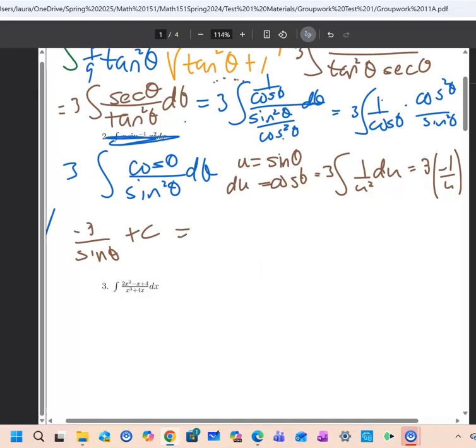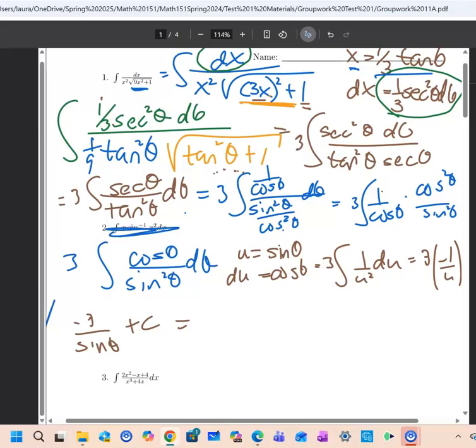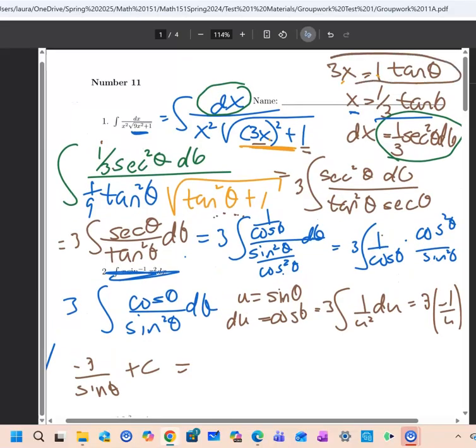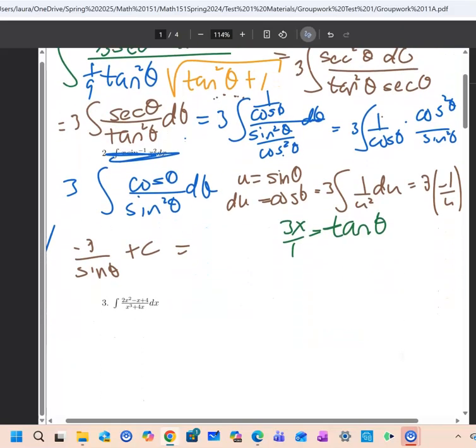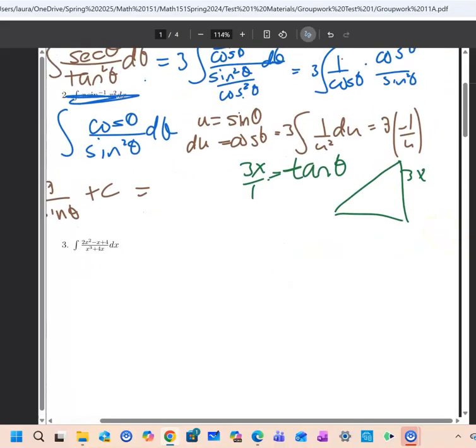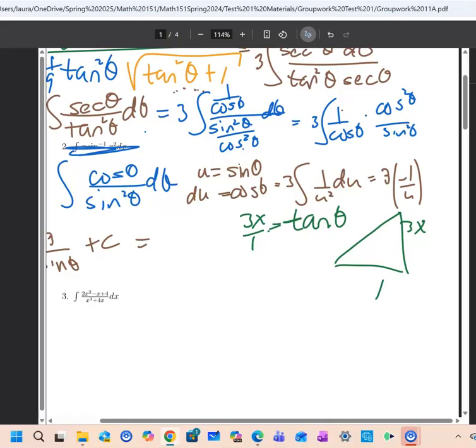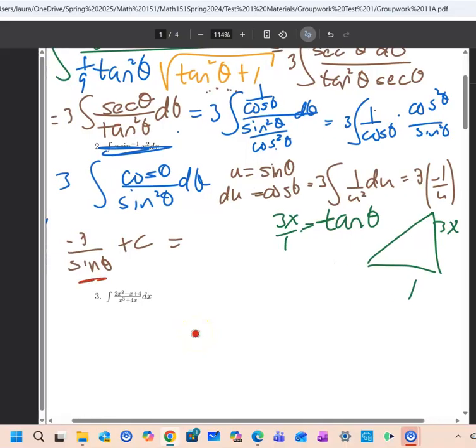And then, oh man, how do I get back to x's again? That is where you go back to the original substitution. Let me bring it down here. So 3x over 1 is tangent of theta. That's where I make the triangle from, right? Opposite over adjacent is tangent. And then if I go find the other side, which I will need to find sine, it is the square root of (3x) squared plus a 1. Oh, look at that happy moment. That's what we had in our original problem.